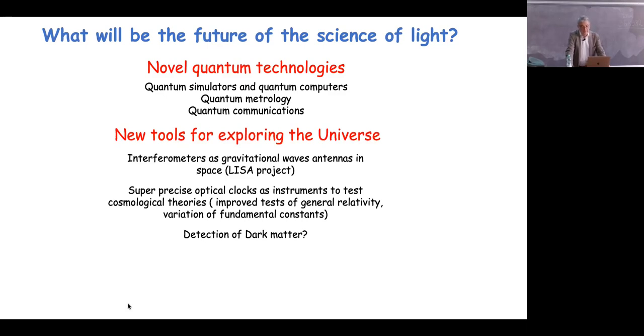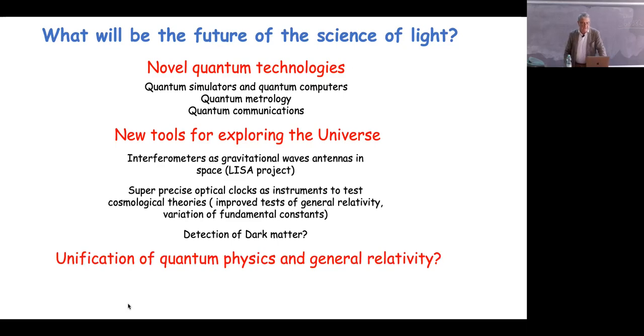You get new tools for exploring the universe. One example is of course the gravitational wave antennas, which use very stable lasers. And the next generation will be interferometers in space, placing mirrors on satellites and looking at gravitational waves by measuring with extreme precision the position of satellites with respect to each other. Super precise optical clocks will be used to test cosmological theories, and I will tell you a few words about that. Maybe some of these devices could try to detect dark matter.